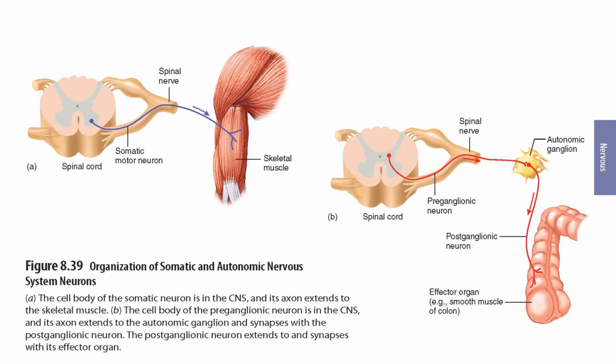So this is actually the organization of the somatic and the autonomic nervous system neurons in your body. Okay, so here you have the first one, a cell body of the somatic neuron in the CNS, and its axon extends to the skeletal muscles. And then the second one here, we have the cell body of the preganglionic neuron in the central nervous system, and its axon extends to the autonomic ganglion and synapses with the postganglionic neuron. And then the postganglionic neuron extends and synapses with its effector organ.